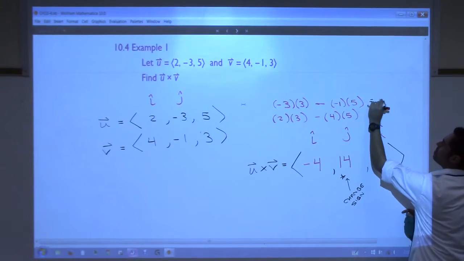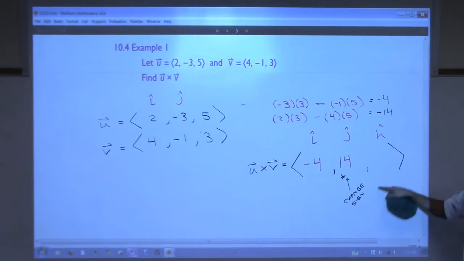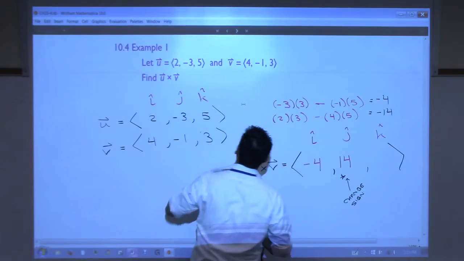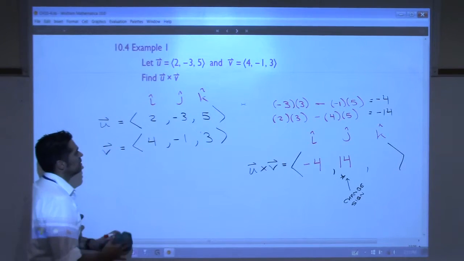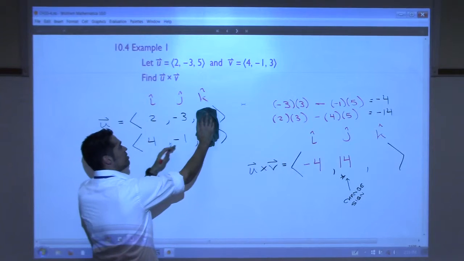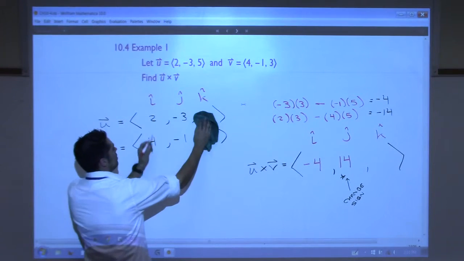Right, this one up here was negative 4. This one up here was negative 14, but we changed the sign, so positive 14. And then the last one, if we're going to get the k, we're going to cover the k column up, and do the determinant on these 4 numbers, and this one you won't have to change the sign.